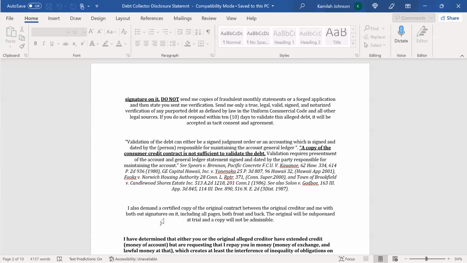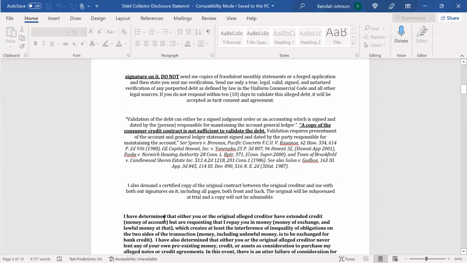If you do not respond within 10 days to validate this alleged debt, it will be accepted as tacit consent and agreement. Okay. And then here it states that the validation of debt can either be a signed judgment order or an accounting, which is signed by and dated by the person responsible for maintaining the account general ledger. A copy of the consumer credit contract is not sufficient to validate the debt. Validation requires presentment of the account and general ledger statement signed and dated by the party responsible maintaining the account. And here are the cases that have stated this.